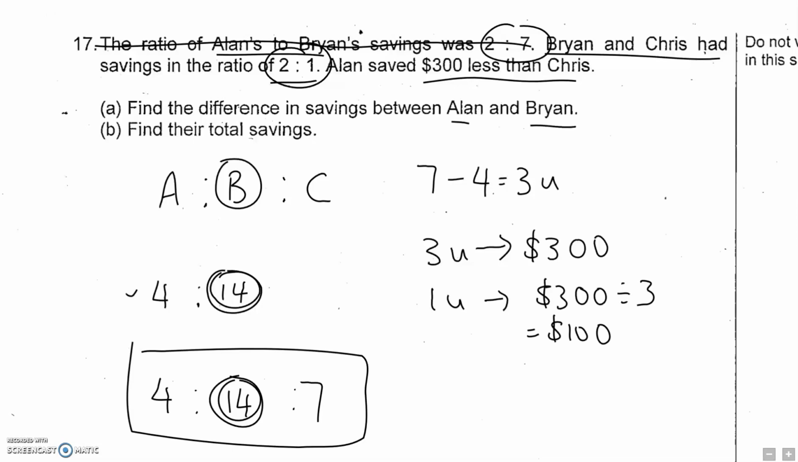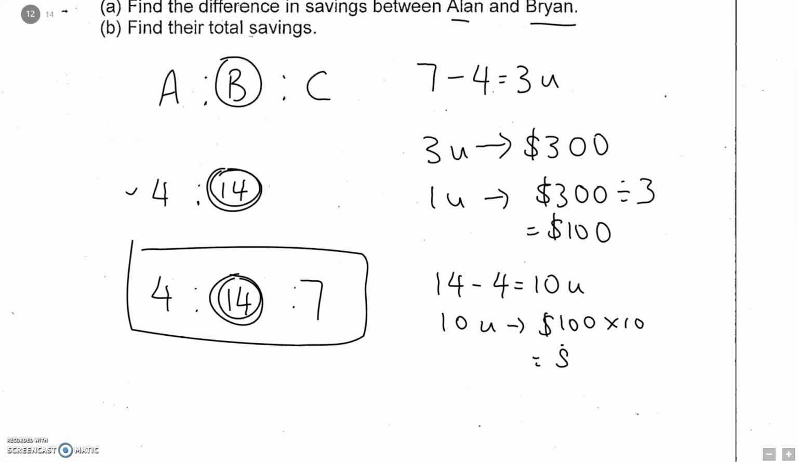Alan and Brian. Alan is 4, Brian is 14. Their difference will be 10 units. So this 10 units is actually $100 times 10, which gives you a total of $1,000 difference. So this is for part A of the question.